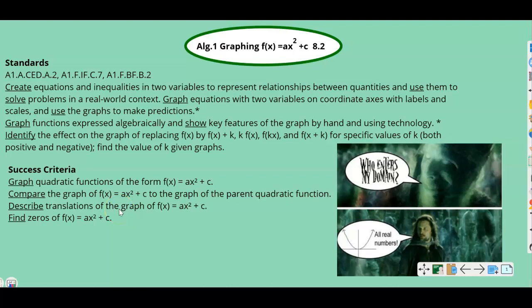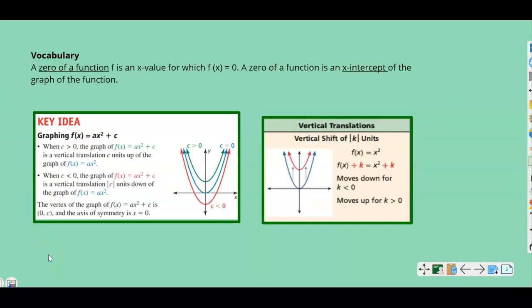You need to be able to describe translations of the graph of f of x equals ax squared plus c, and you need to be able to find zeros of f of x equals ax squared plus c. Only one vocab term today. Make sure this is in your notes and you get familiar with this. You will see this term throughout the rest of the year.